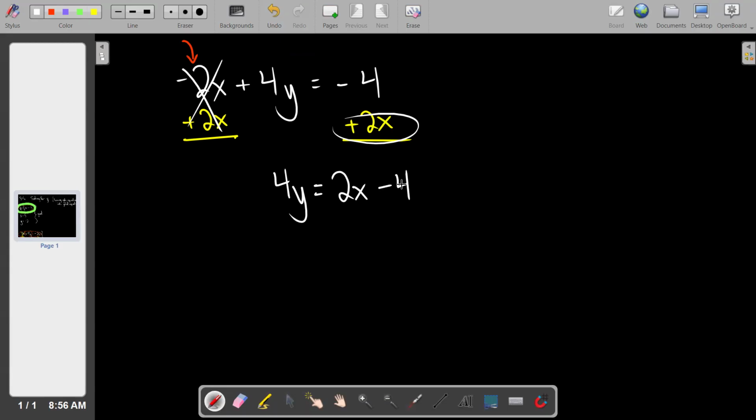Feeling it? It's our last objective. Divide everything by 4. And remember, please, that the division occurs everywhere. It is not a one and done thing. It hits boom, boom, boom. Everything it can see, it divides.